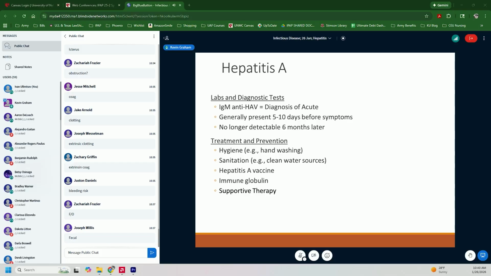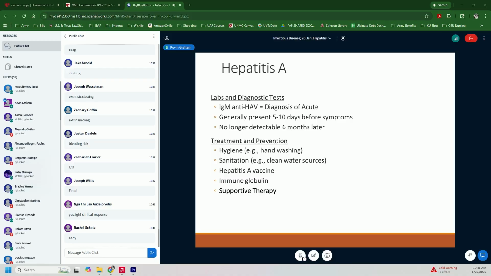In diagnostic tests, IgM, or antibody against the hepatitis A virus. Do you guys remember IgM versus IgG at all? Probably studied in immunology, allergy or immunology. IgM, is it early stage or late stage? That's the big takeaway I want you to remember between IgM and IgG. Which one is early stage, IgM or IgG? Exactly. IgM is early stage.